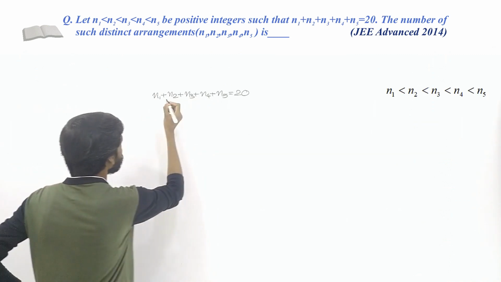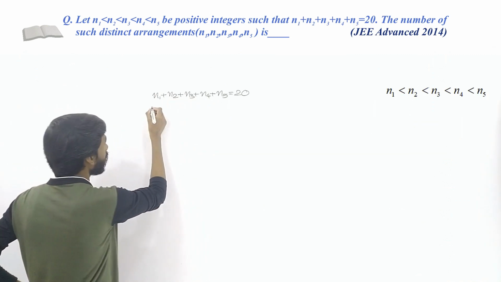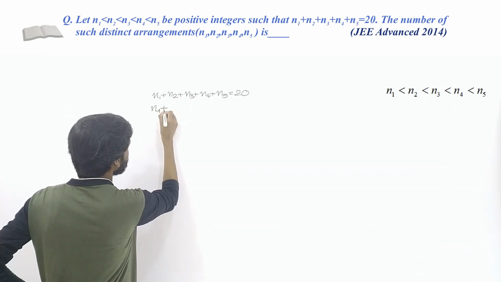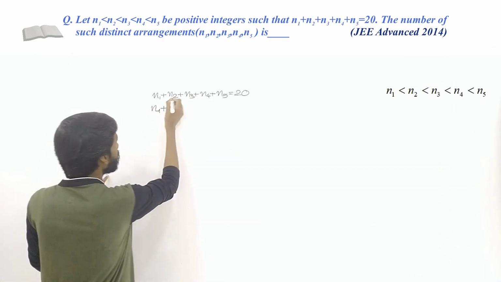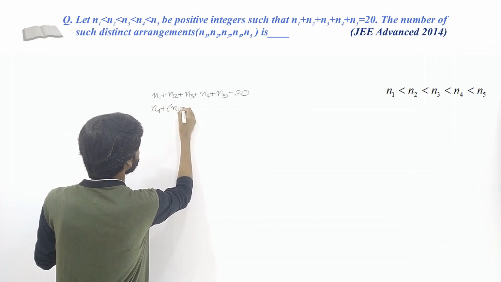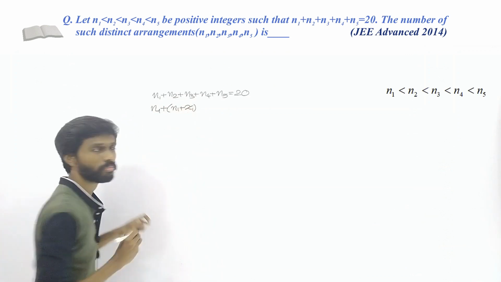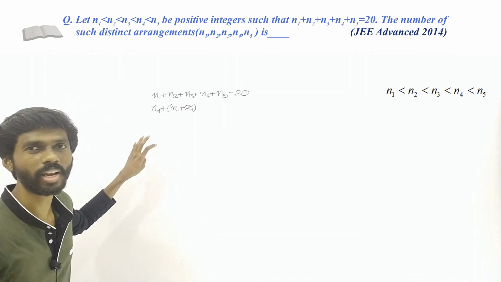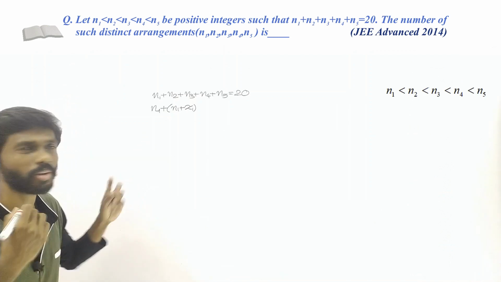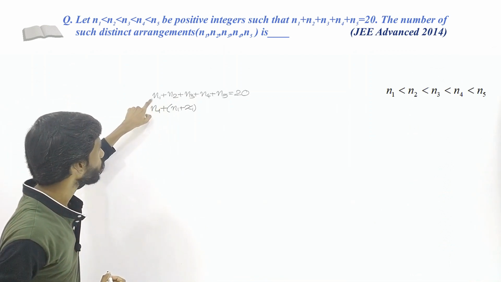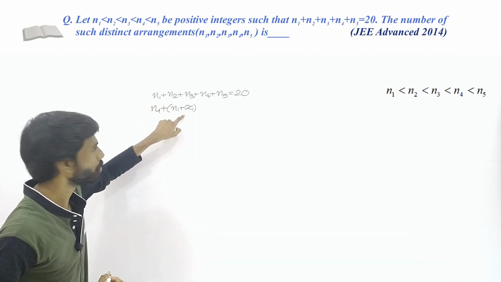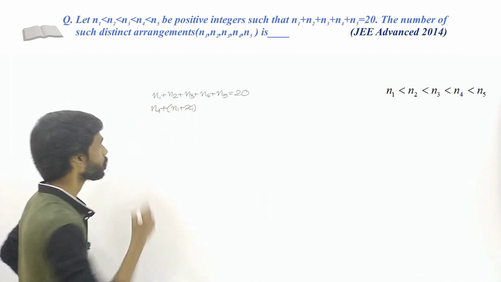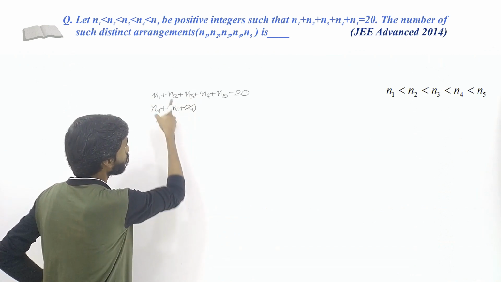Now because n2 is bigger than n1, I will take it this way: n2 is n1 plus something. I'll take that something as x1. So this is one way to do this question. This is not a unique way to do it because it is not very conceptual. It's simple counting, so you can do it whichever way you want. So n2 is n1 plus x1.